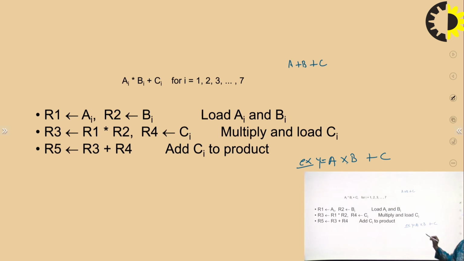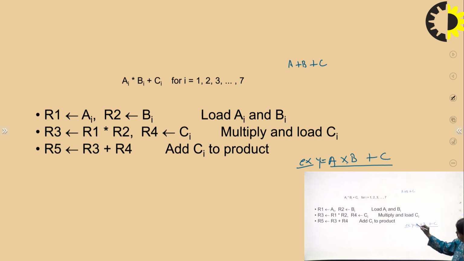Suppose this operation is performed in a single step, and the result comes out in 1 second for this instruction. If I say the complete instruction A into B plus C should be executed 7 times, the same instruction is followed, but it is repeated 7 times.